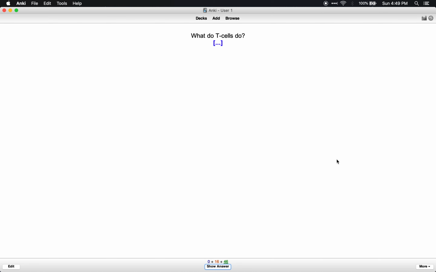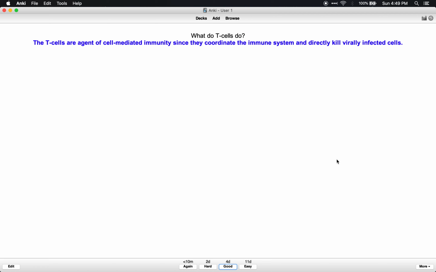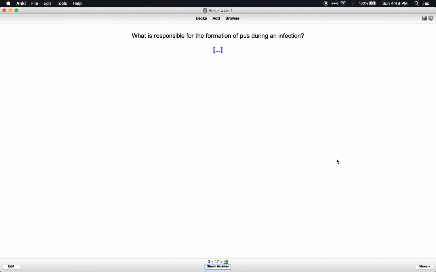What do T cells do? They are agents of cell-mediated immunity. They coordinate the immune system and directly kill virally infected cells. Pus is a collection of dead neutrophils during infection.